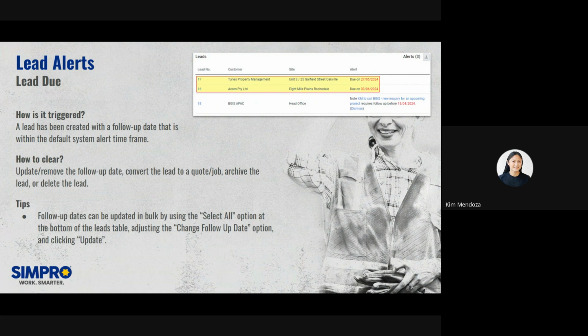To clear this alert, you must update or remove the follow-up date, convert the lead to a quote or a job, or archive or delete the lead. Remember that deleting is a permanent action that cannot be undone. If you have multiple leads that you are unable to action, you can update the follow-up dates in bulk by using the Select All option at the bottom of the leads table, adjusting the date, and then clicking Update.